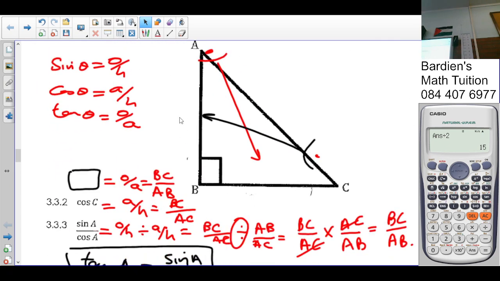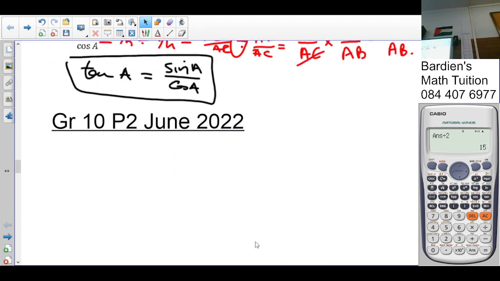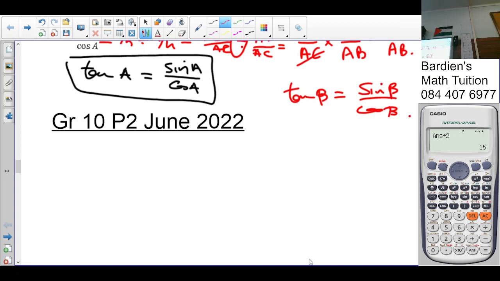Yeah. So you're asking, if you had tan of B, would be the same as sine of B over cos of B. Yes, absolutely. Okay.